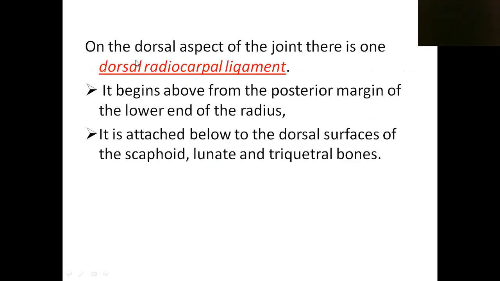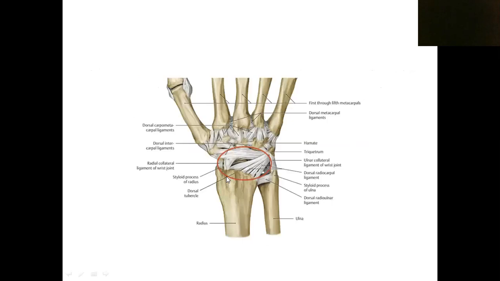Now on the dorsal side, there we are having one ligament. I already told you, that is the dorsal radiocarpal ligament. On the dorsal side, or on the posterior side, from the radius to the carpal bone. Okay, so it begins from the posterior margin of the lower end of the radius. See, this is a posterior view of the radius, posterior view of the ulna. So this is the posterior margin.